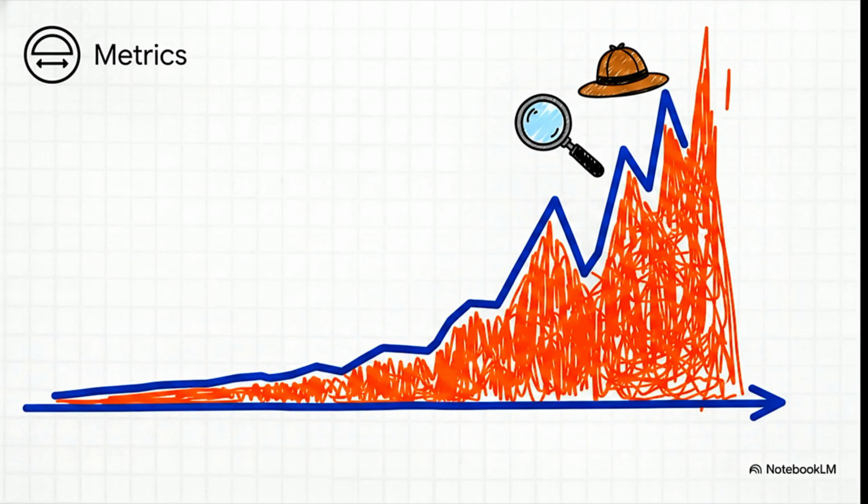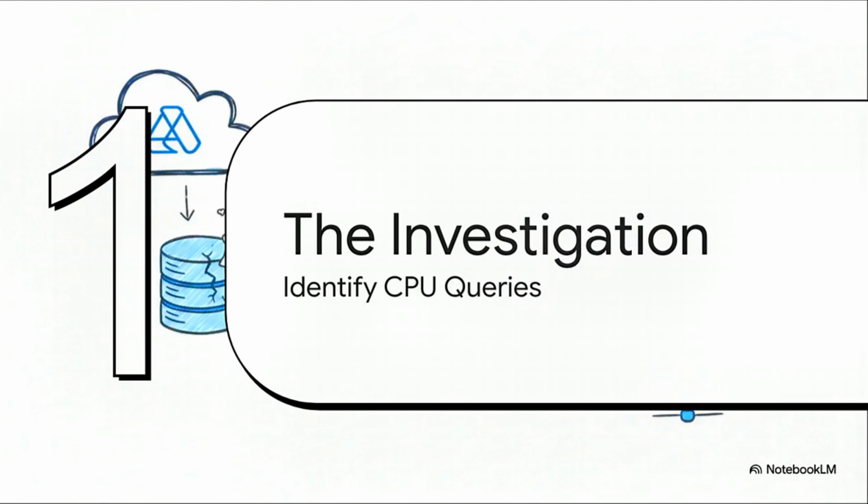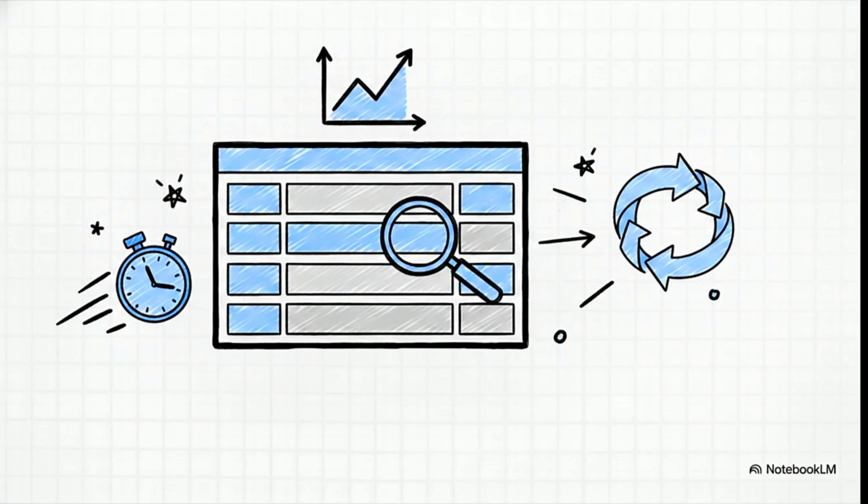Now we put our DBA hat back on to investigate. Which brings us to Section 3, the investigation, identifying those high CPU queries. We clearly know the CPU spiked, but we need to find out exactly which query caused it. Our main magnifying glass for this particular case is Query Performance Insight, which you'll find in the Intelligent Performance section.